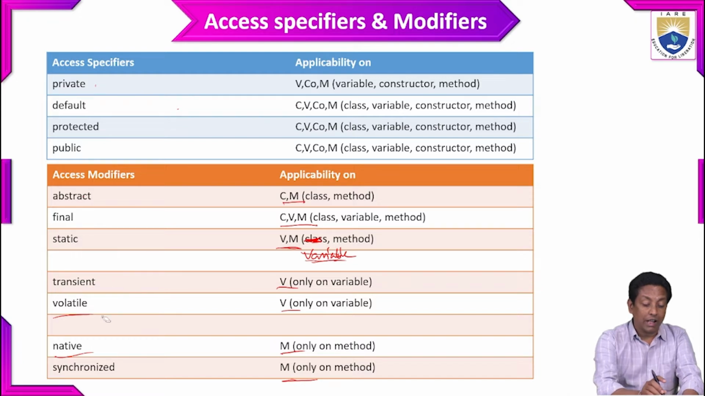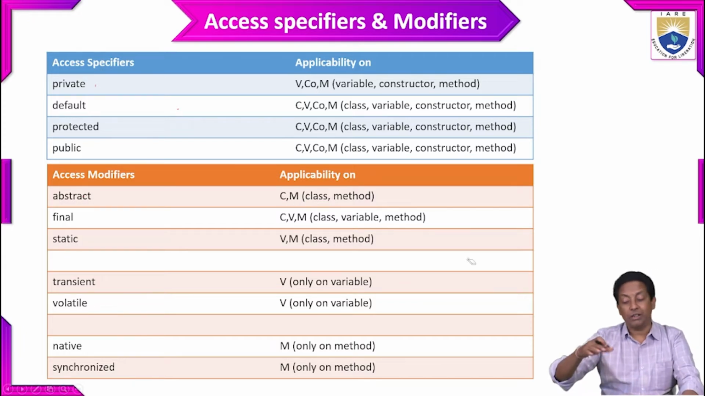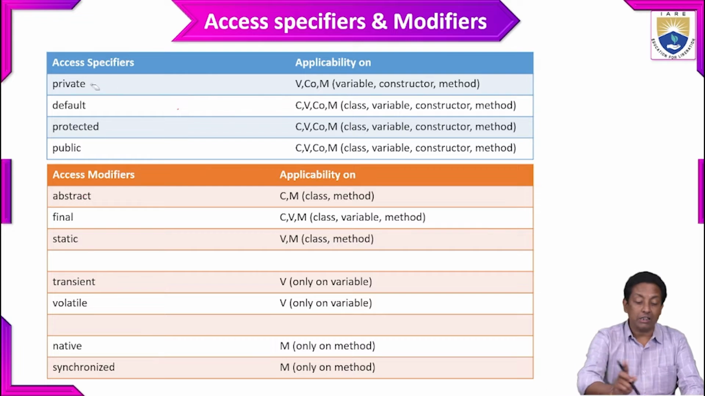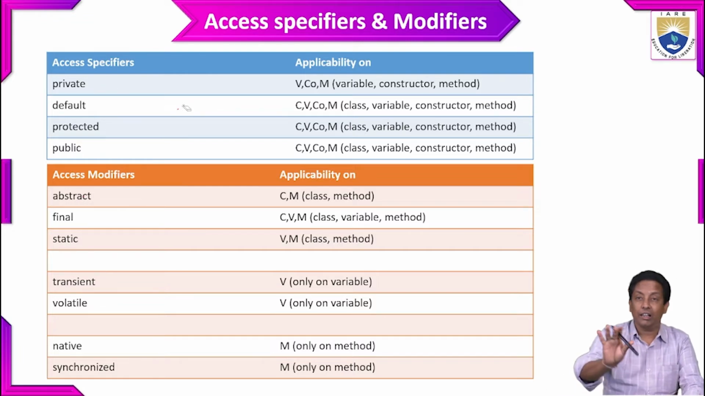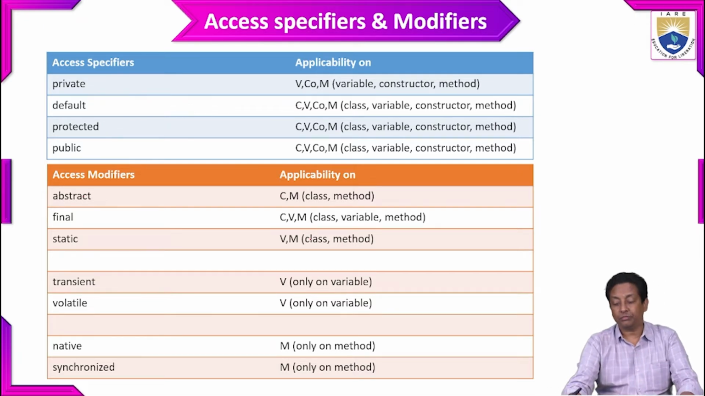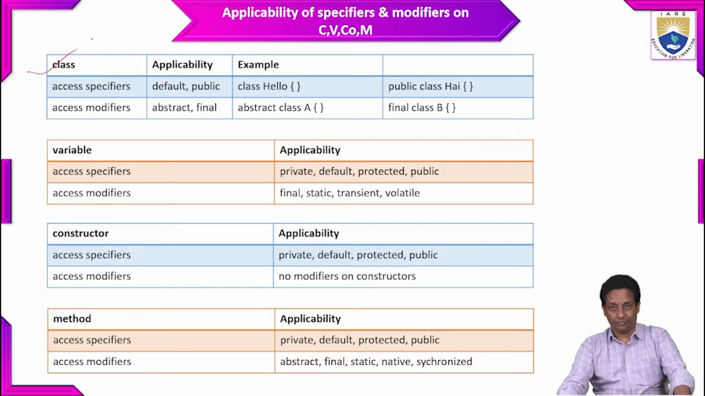These are the access specifiers and modifiers we can apply on class, variable, constructor and method. What happens by applying these on them will be discussed in the next topic, the consequences session. But this session is dedicated only to understand the syntax of declaring these four: class, variable, constructor, method. Only syntaxes. The same thing. Class can be default, public, and class can be abstract, final. This box is only dedicated for class.